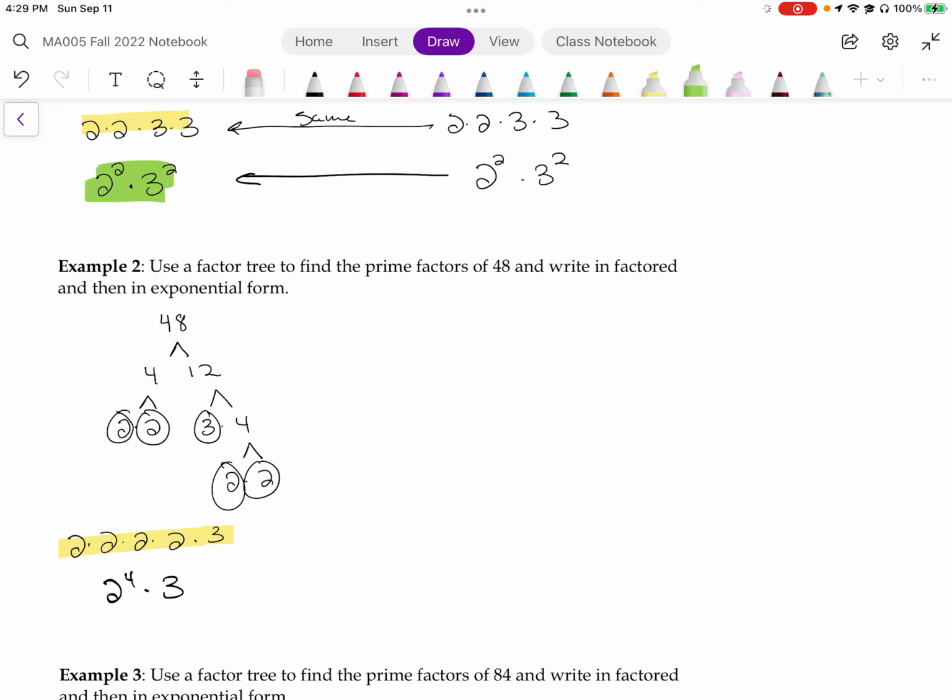It's less writing, and it's also a little more clear. You don't have to count. So 2 to the 4 times 3. Now check on your calculator. Take 2 times 2 times 2 times 2, or use the to the 4 button, the caret.